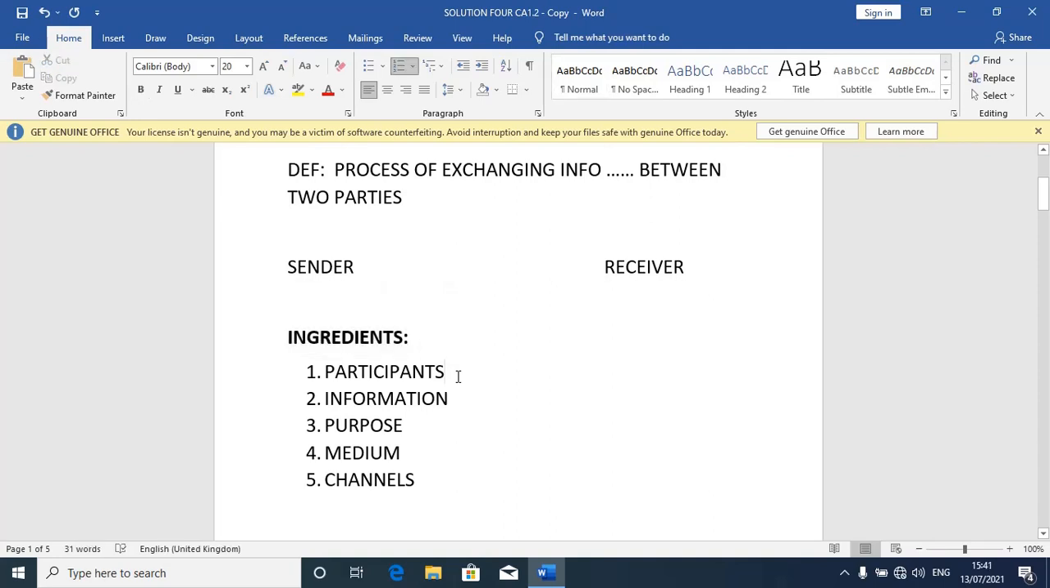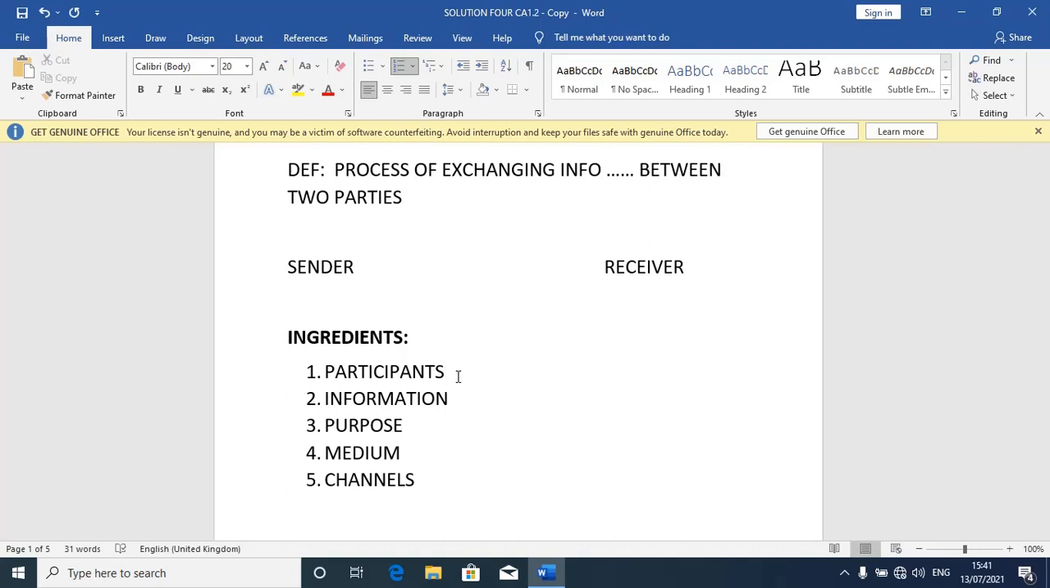We've already said for communication to take place, there should be 2 parties that are involved in the communication, and the 2 parties that are involved are the sender and the receiver of information. So what role does the sender of information or ideas or feelings have? The roles of the sender are as follows.